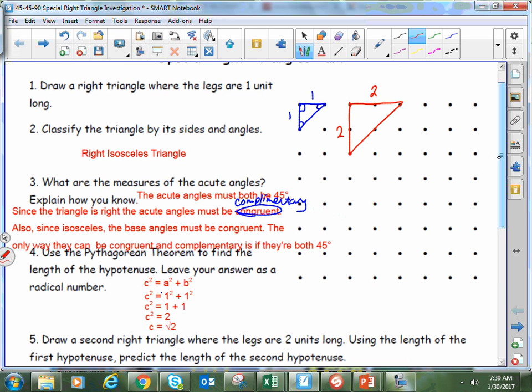This is where you guys would just make a guess and see what you came up with. Well, looking at the dot paper here, because this length here is the square root of 2, this length here also should be the square root of 2. Same thing between those two diagonal points. That should be the square root of 2 also. So overall, it's 2 radical 2 units long.